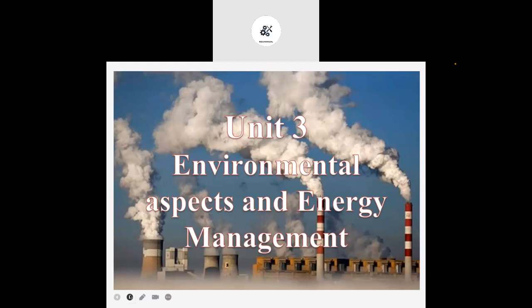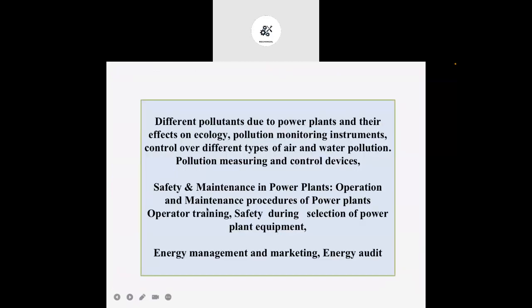So this particular topic will have different points. The first point is the different pollutants due to power plants and their effect on the ecology or the surrounding area, the pollution monitoring instruments, how to control the different types of air and water pollution, and what measures we have to take to control this pollution. That is your first point.